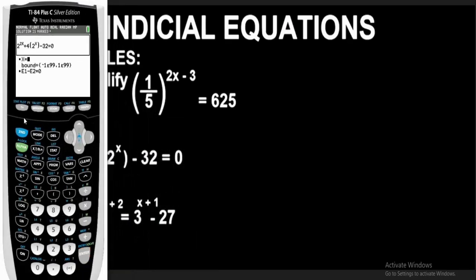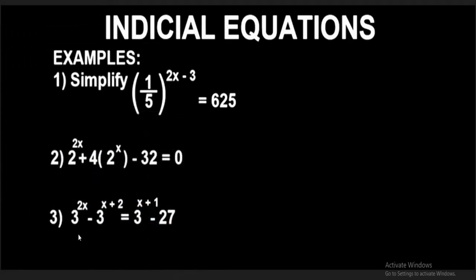Let's clear this and solve the last question so that you understand this better. Press second, this plus button, press 7, press 1, and press 2. Alright, so that's it. Now, question 3 says we have 3 to the power 2x minus 3 to the power x plus 2 equals 3 to the power x plus 1 minus 27.